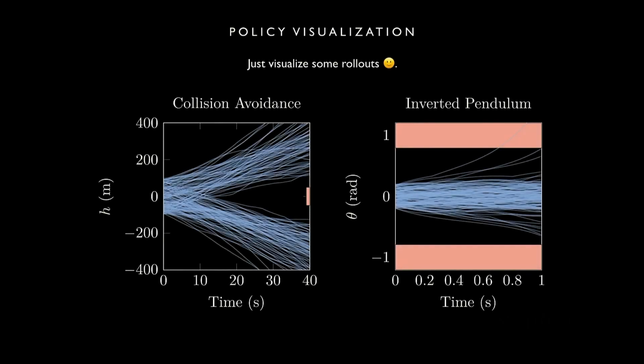Policy visualization, we've actually already done a whole bunch in this class. Because really what you could do is you could just visualize some rollouts of your system. So we've done this lots of times. So for example, we could roll out our collision avoidance system a whole bunch of times and just look at what happens.